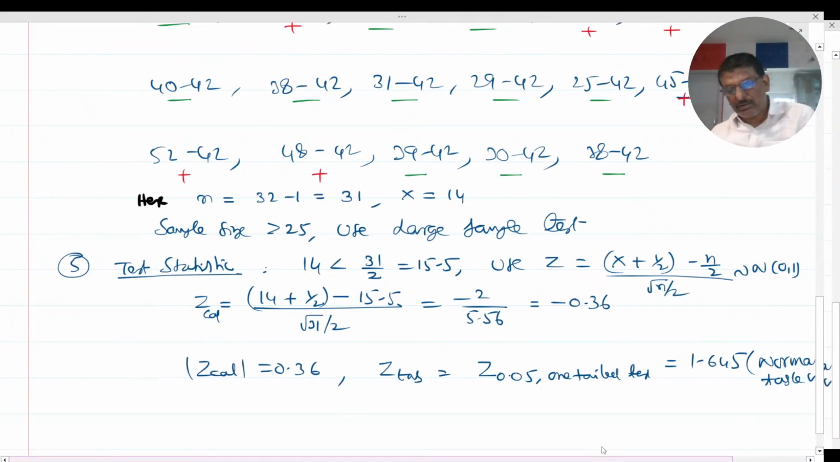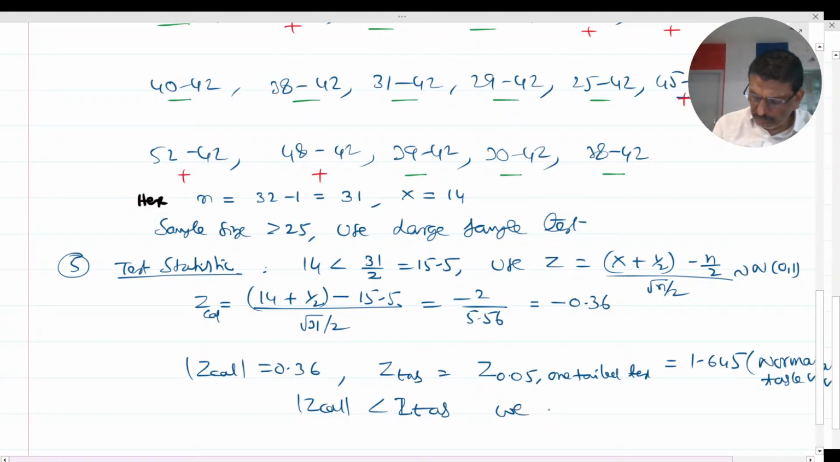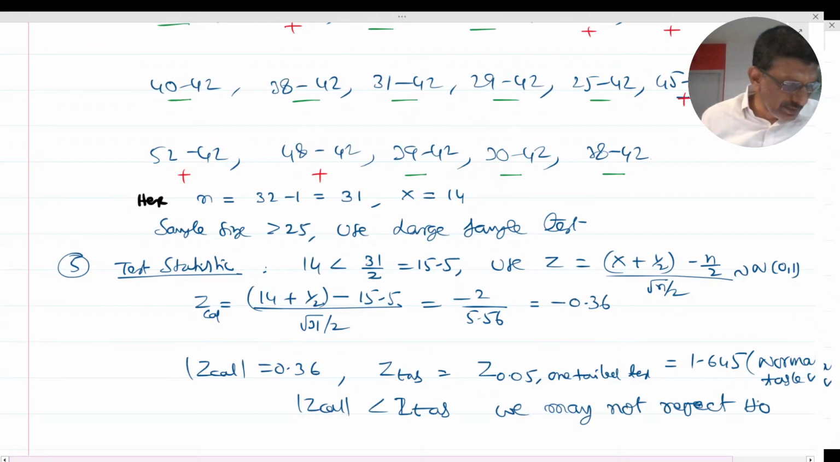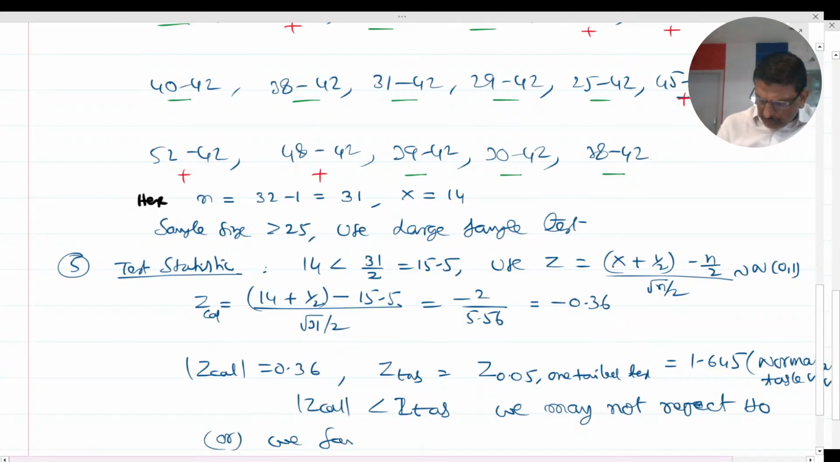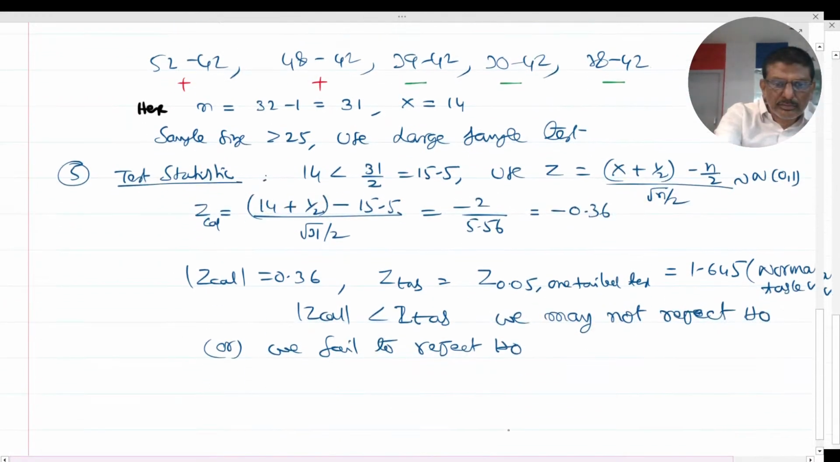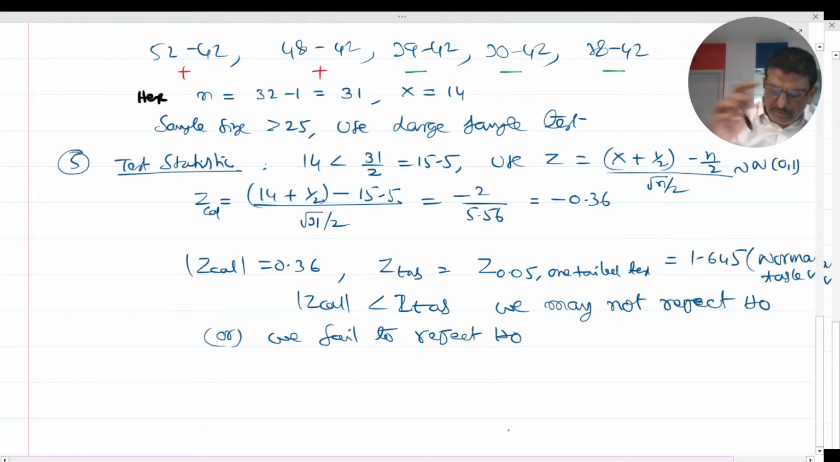So there is a small change in the procedure also. Mod Z calculation is less than Z table value, so we may not reject H naught. We fail to reject H naught.